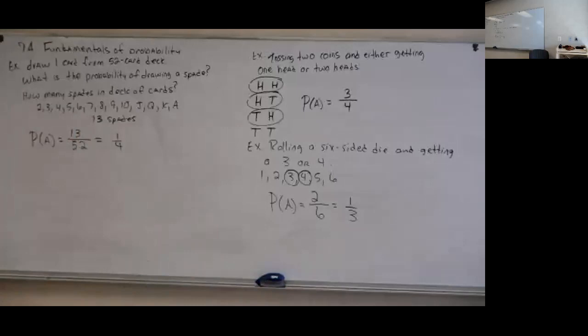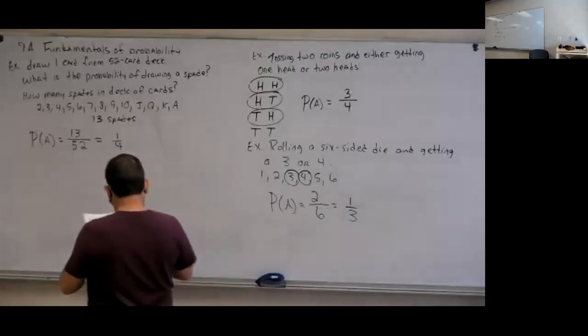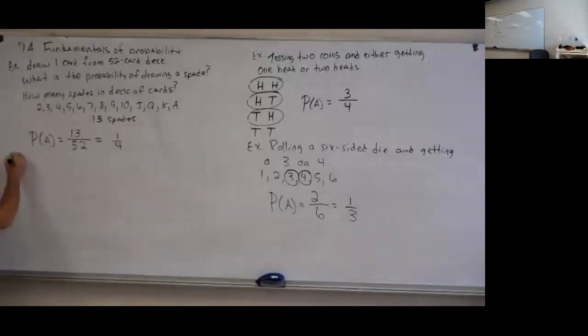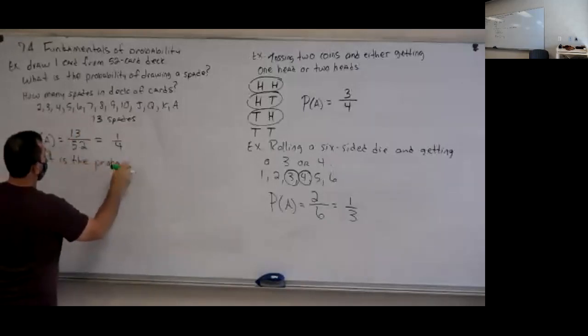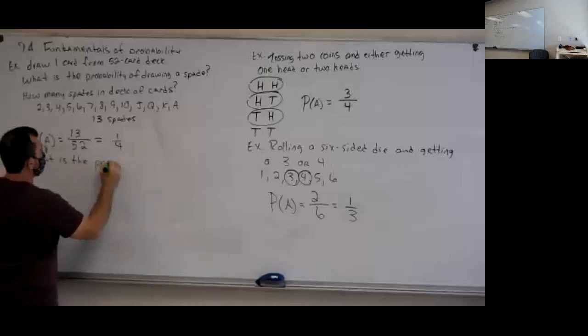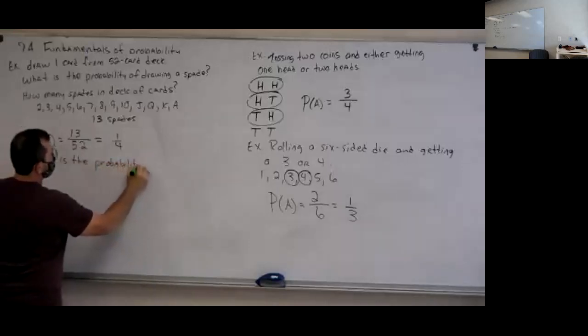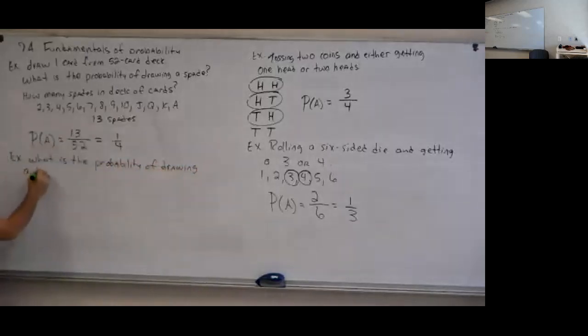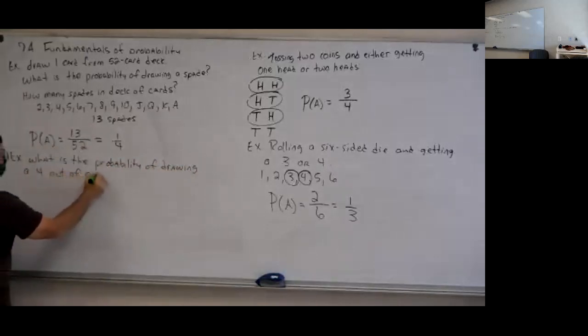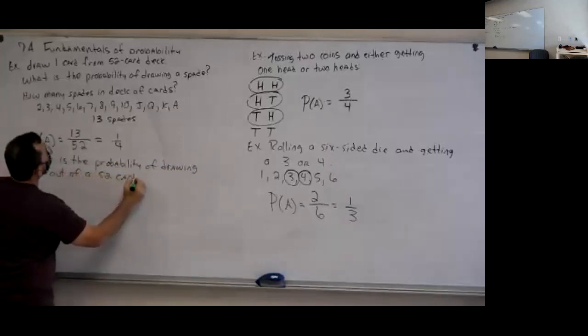This one asks, what is the probability of drawing a 4 out of the 52? It says an experiment of drawing 1 card from a 52 card deck. What is the probability of drawing a 4? So let me write that down. What is the probability of drawing a 4 out of a 52 card deck?